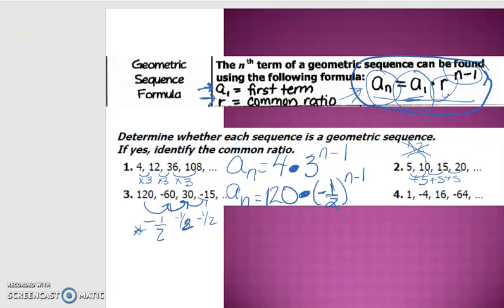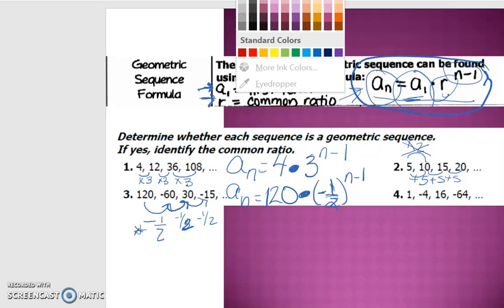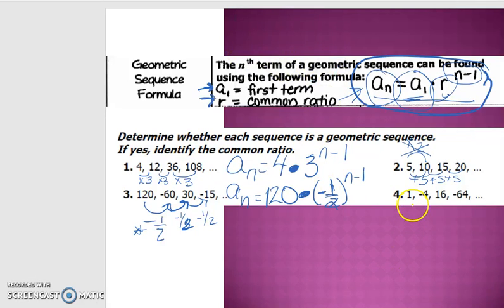Now, can you figure out whether you are using a geometric sequence in number 4? Are you multiplying by something to get this next number? If I multiplied by -4, would I get that? If I multiply this by -4, will I get 16? All right, and so that pattern holds true all the way through. So that's our ratio. So we would say a sub n equals the first term, a sub 1, times the ratio, which is -4, raised to the n minus 1. Okay, so that's writing the equation for a geometric sequence.